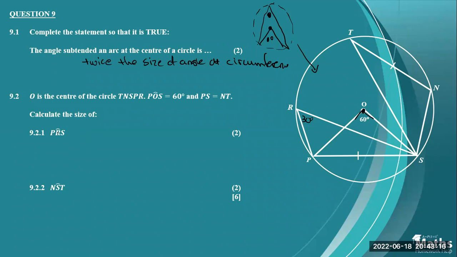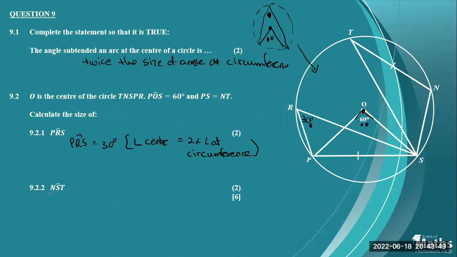So PRS, we're just going to say, PRS is equal to 30 degrees, angle at the center is equal to 2 times the angle at the circumference. So for example, if there's 2 angles there, there will be only 1.